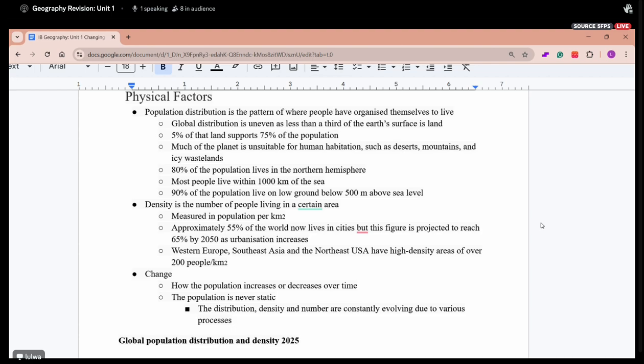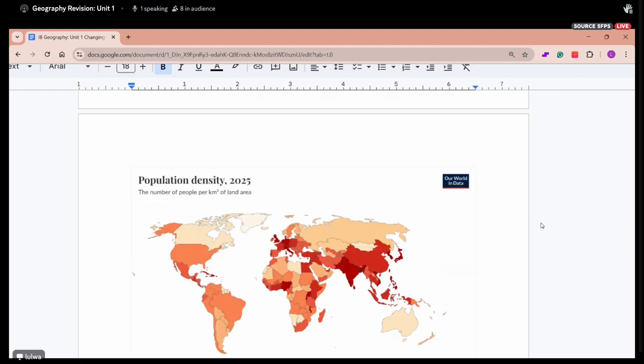And then you also have population change. That is how the population increases or decreases over time. The thing is that the population is never static. So population always changes. The distribution, the density, and the number are constantly evolving due to various processes and external factors.